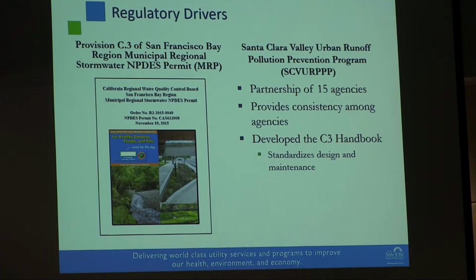In Santa Clara County, we have the SCVURPPP partnership, or the Santa Clara Valley Urban Runoff Pollution Prevention Program. That is a partnership between 15 local jurisdictions, and it helps provide consistency and guidance on the design and maintenance of GSI and all the other provisions that are included in our stormwater permit. SCVURPPP developed the C3 handbook several years ago to help with design and maintenance of GSI, and that was in partnership with all the other agencies. San Jose, that I work for, is the largest co-permittee in the program.